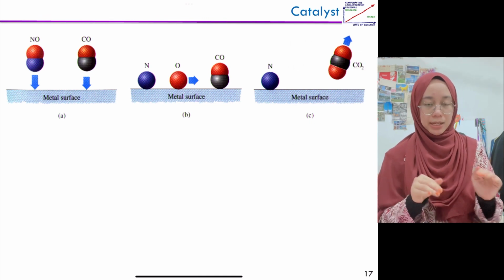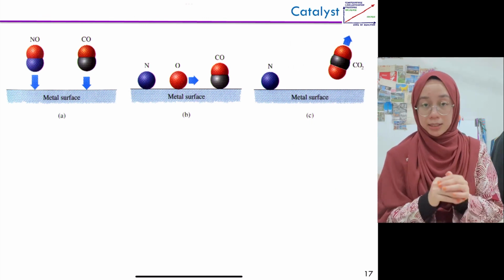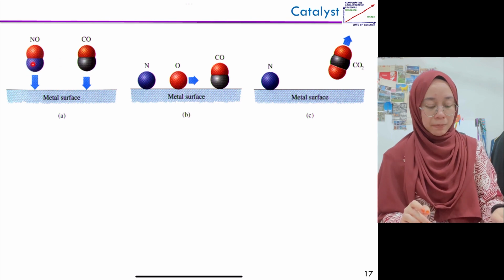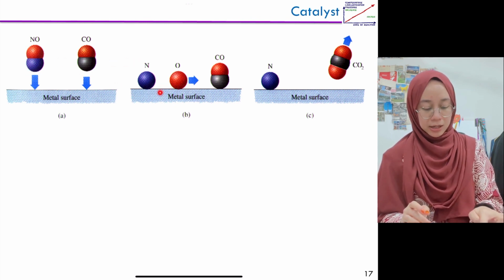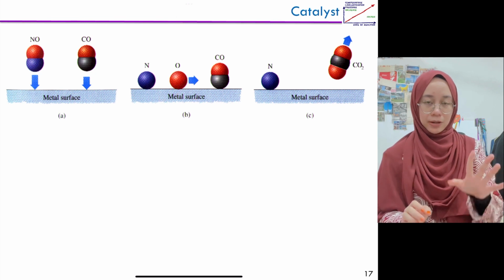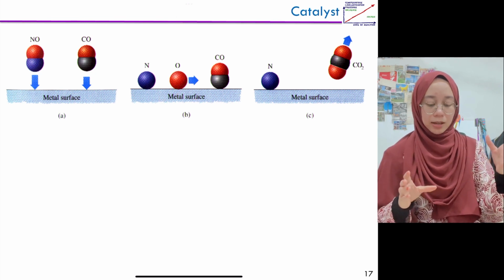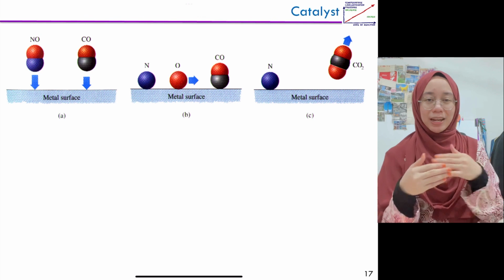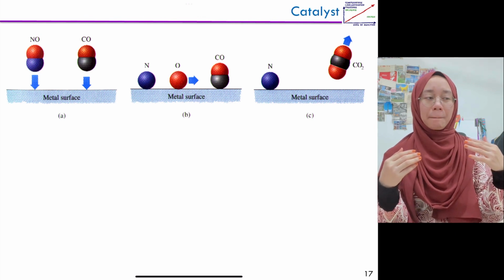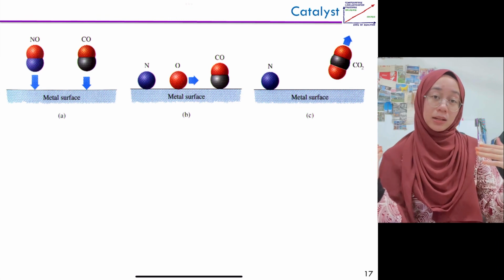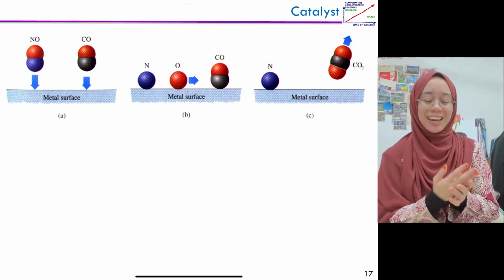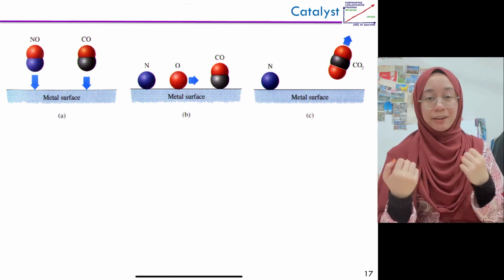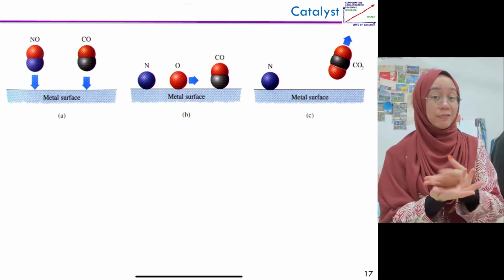So the metal surface here is actually the catalyst. We have two reactants here, NO and CO. What happens is that when NO collides with the catalyst, the metal surface, it somehow speeds up the process because it provides an alternative pathway. It speeds up the process for the reactants to react together and produce a new product. Compared to without catalyst, with no metal surface, they have to collide first and only then might an effective collision occur, or might not.